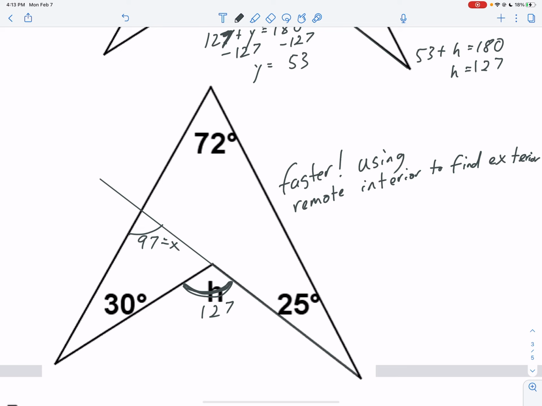So if I call that one x, I can say x equals 72 plus 25. And then h equals x plus 30, which was equal to 97 plus 30.